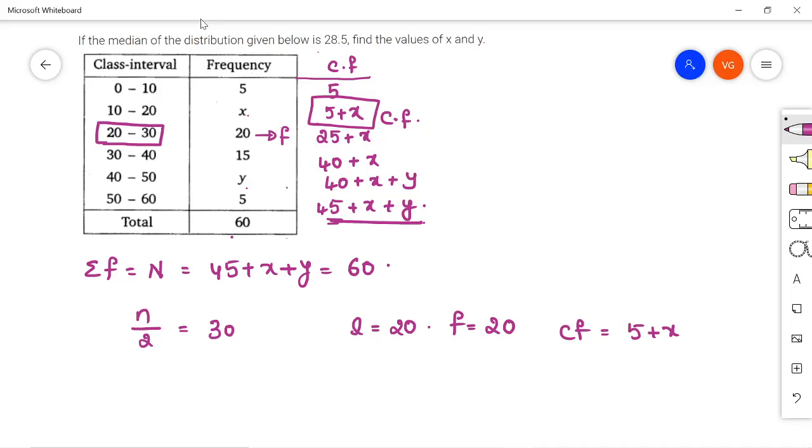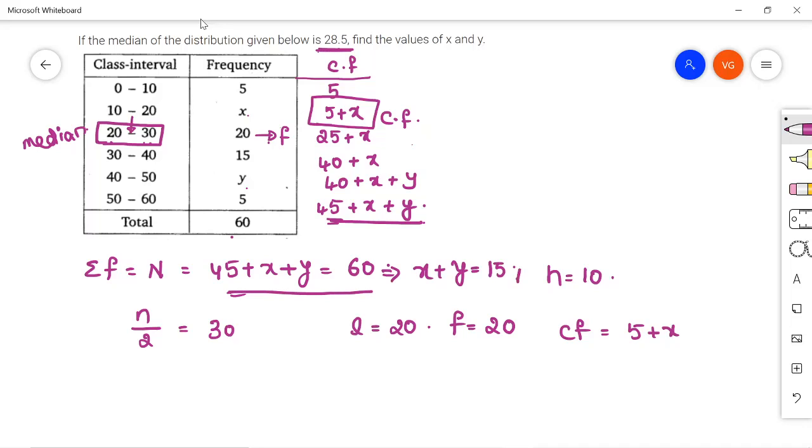See here, the median given is 28.5. So the median 28.5 lies between 20 and 30, and that's why this is the corresponding median class. So f, and the cumulative frequency just above the median class is 5 plus x. Then the height of the class, 30 minus 20, is 10. Right? So now we need to apply the median formula and find the values of x and y. From here I can write x plus y is equal to 15.